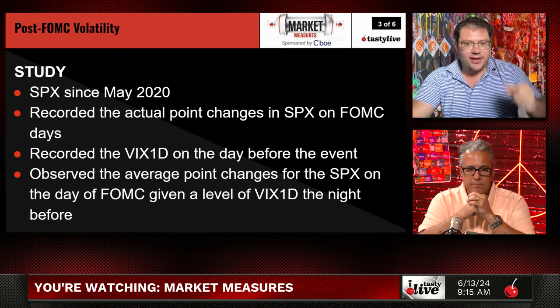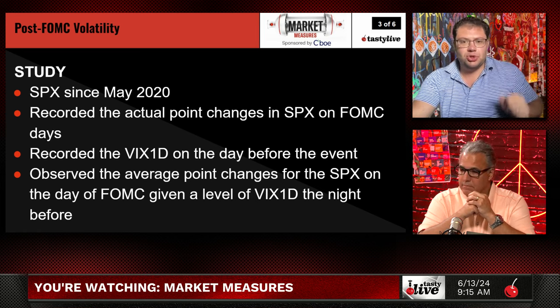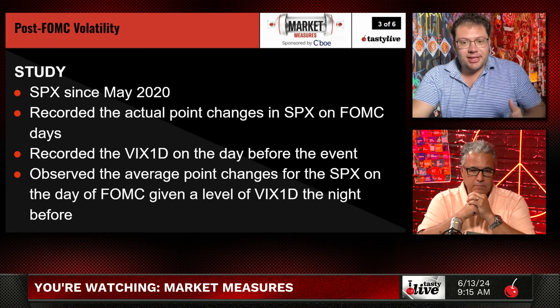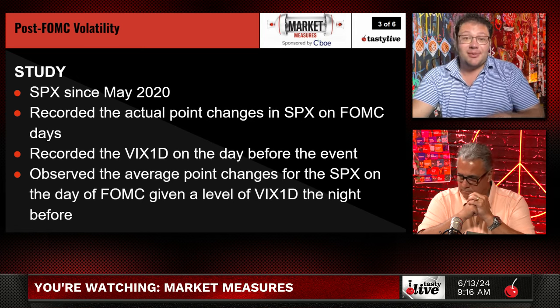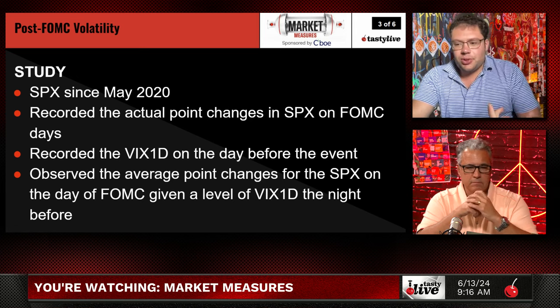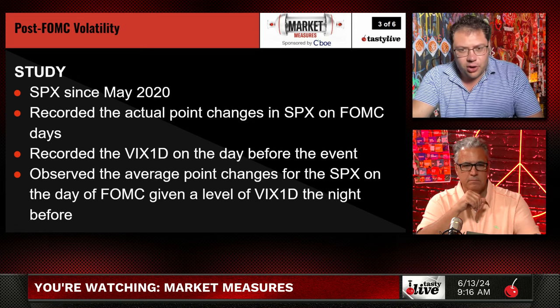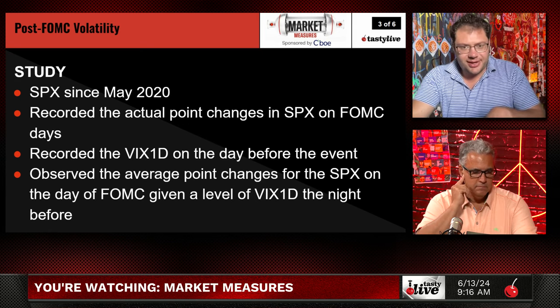So let's say you look at the VIX 1 day for June 3rd. That will give you the expected move in the SPX for June 4th. Then on June 4th, it'll give you the expected move for June 5th. It's not really going to tell you much about the broader market, just tomorrow's expected move.